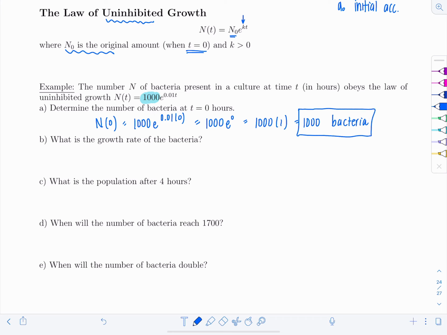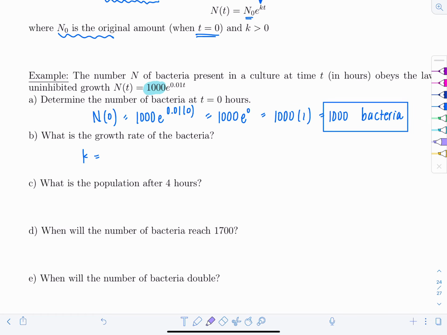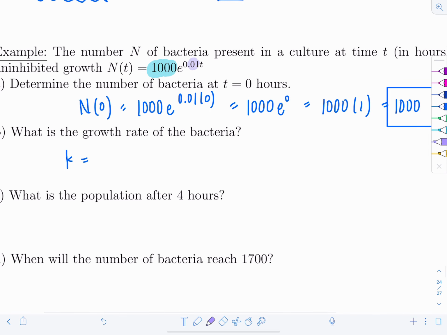Oh no, I want to box this. Okay. Very good. What is the growth rate of the bacteria? The growth rate is what k is equal to. K is the constant in front of t in the exponent. Can you see what k is equal to? It's 0.01. So as a percentage, that's 1%. We have a 1% growth rate.